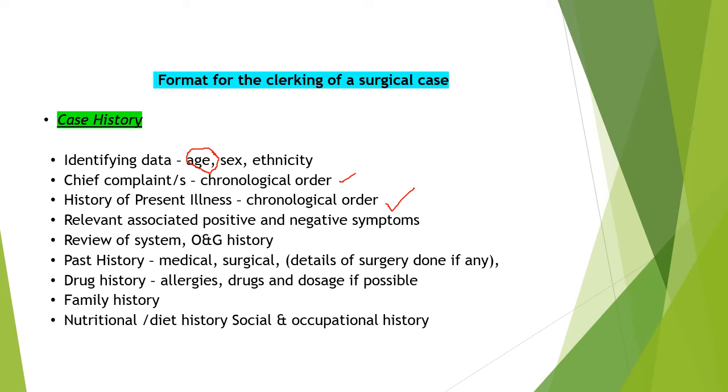Past history, very important, especially if there's a past history of surgery or a surgical procedure. You must go into the details of the surgical procedure: what was done, and get as much information as possible from the patient or from the relatives. Drug history, especially allergy to drugs and drugs causing gastric problems, NSAIDs. Family history, especially of malignancy, and detailed nutritional, diet, social, and occupational history.